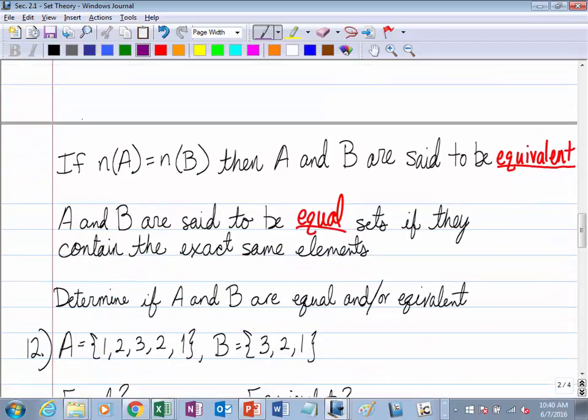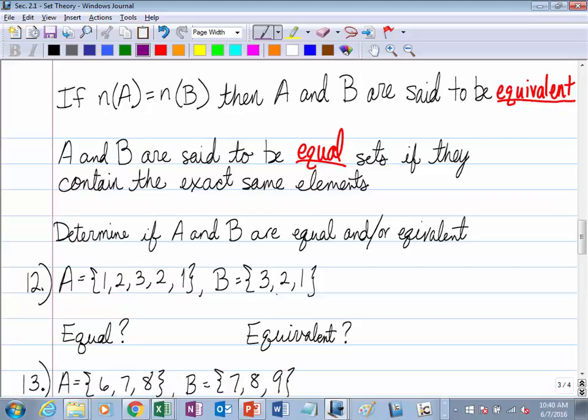All right. So if the cardinal number of set A is equal to the cardinal number of set B, then they are said to be equivalent. And if they contain the exact same elements, then they are said to be equal. Okay? So they're equivalent if they have the same number of elements, and they're equal if they're literally exactly the same.